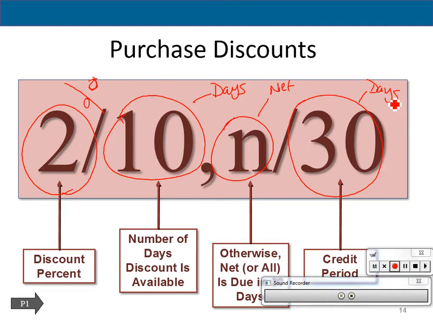the supplier may extend to you and say, I will give you a 2% discount if you pay the full invoice amount within 10 days. And if you don't pay it within 10 days, you don't get the discount, and I'm expecting the full amount within 30 days. Does that make sense to everybody?